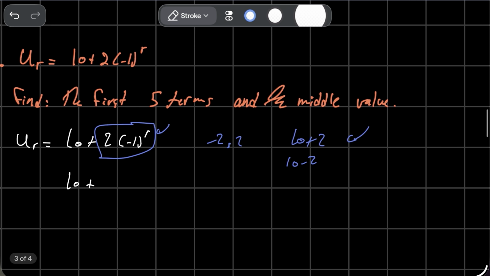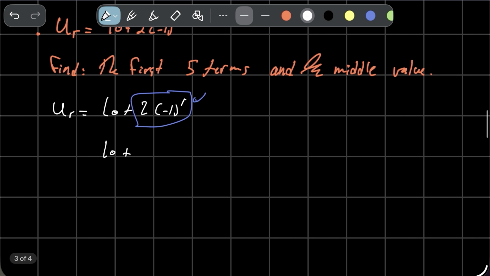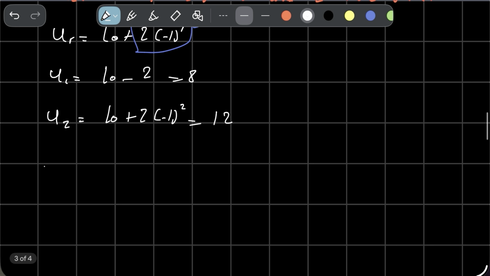Okay, so let's check it out. Is this real or not? So we take u1 equals 10 plus 2 times (-1) to the power of 1, which is basically minus 2, which is 8. u2 equals 10 plus 2 times (-1) to the power of 2, which is basically 12. u3, as I said, is 10 minus 2. u4 is 10 plus 2.